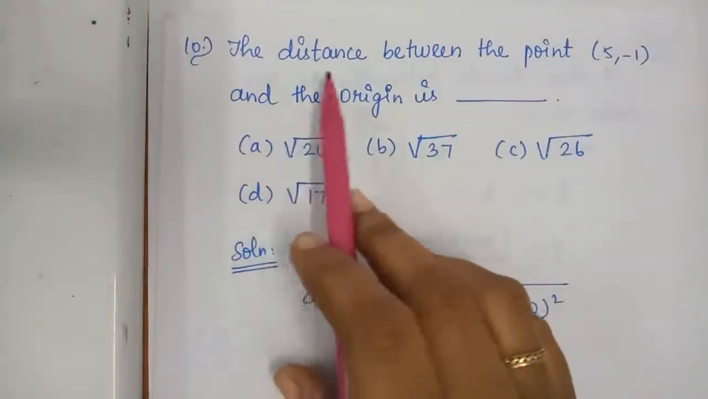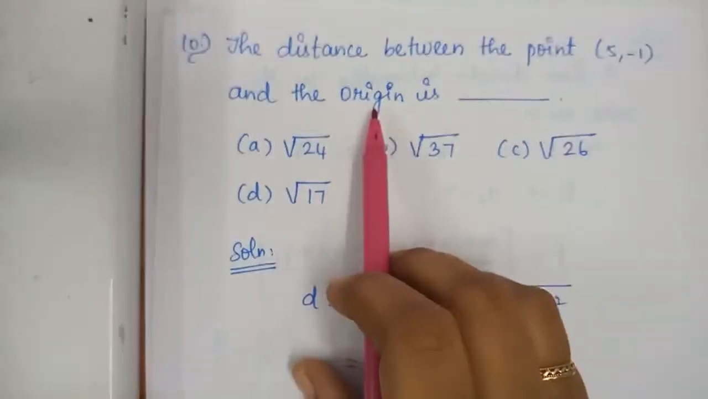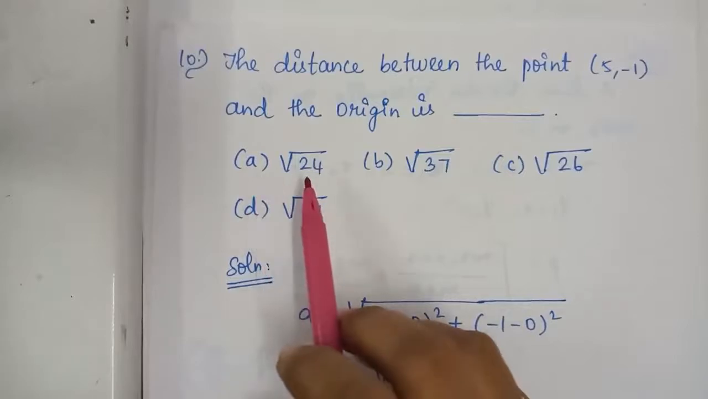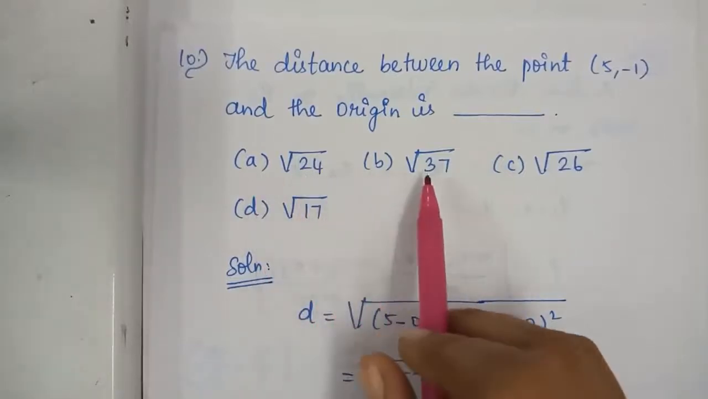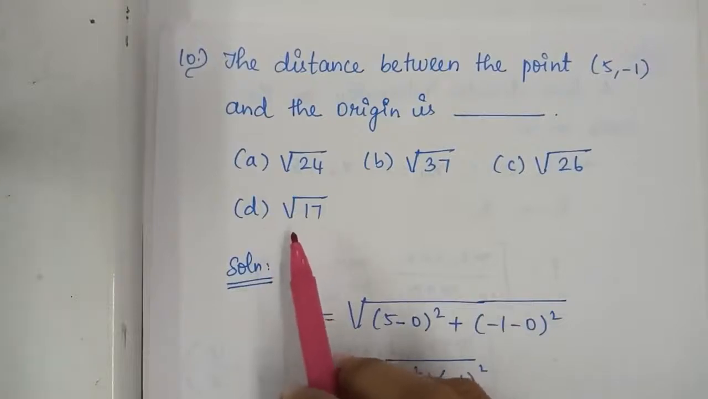Question number 10. The distance between the point 5 comma minus 1 and the origin. Origin is nothing but 0 comma 0, is dash. Option A is root 24. Option B root 37. Option C is root 26 and option D is root 17.